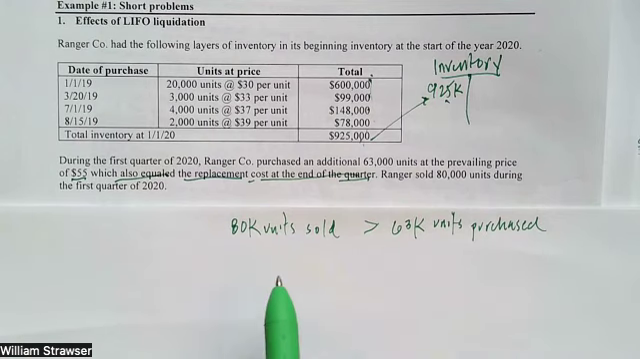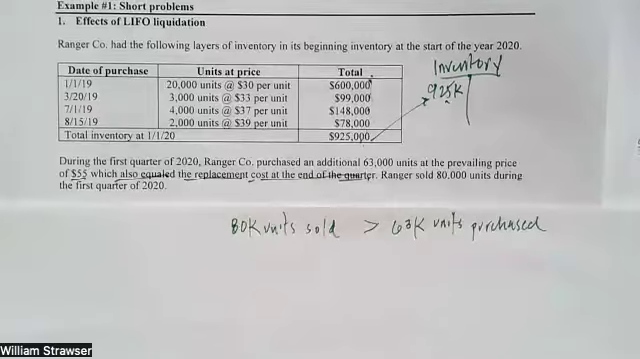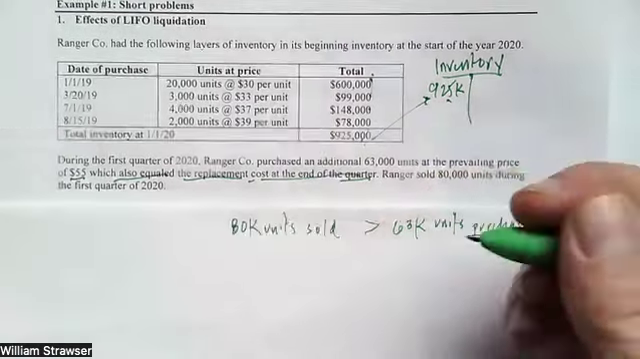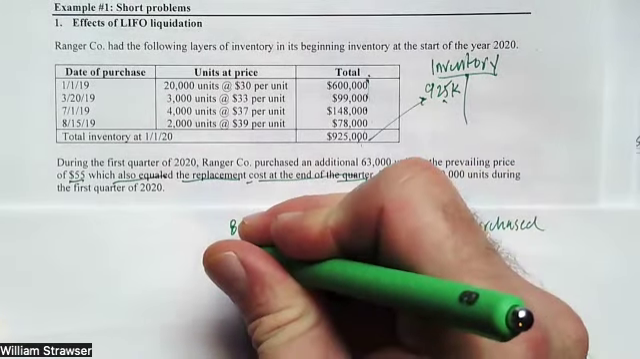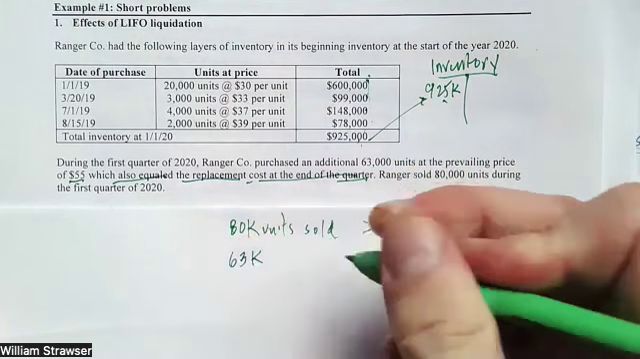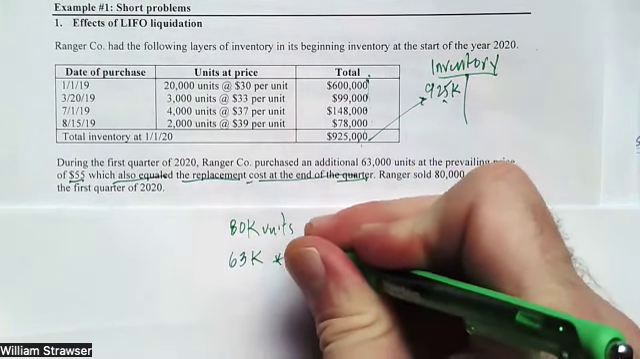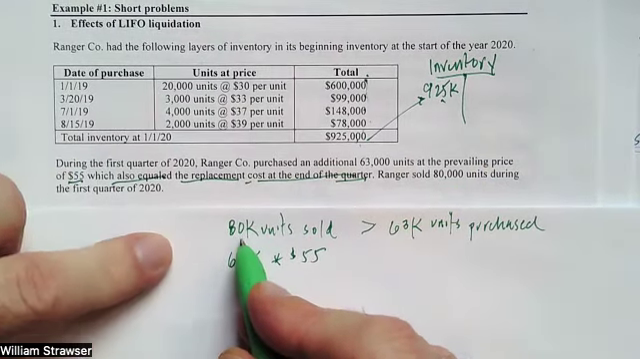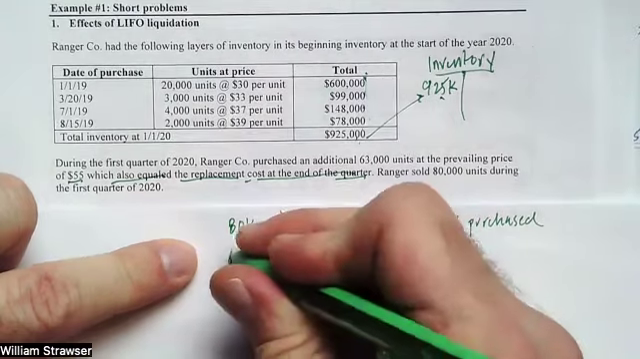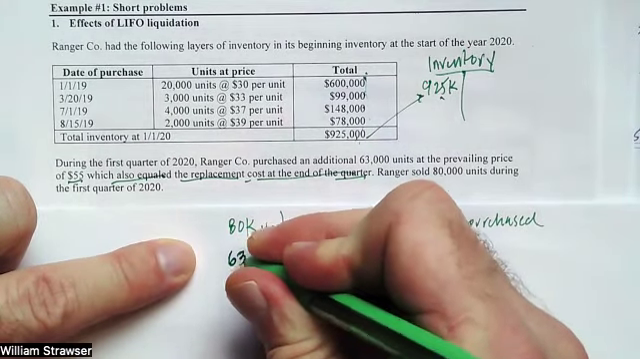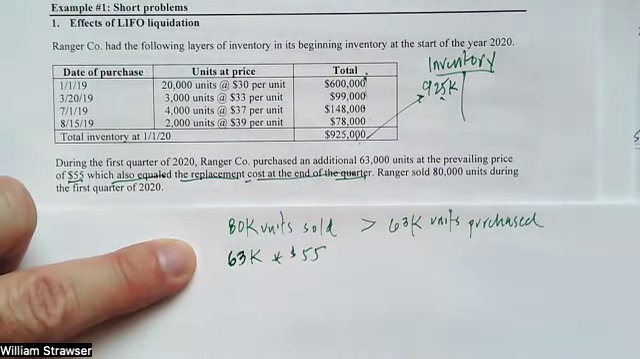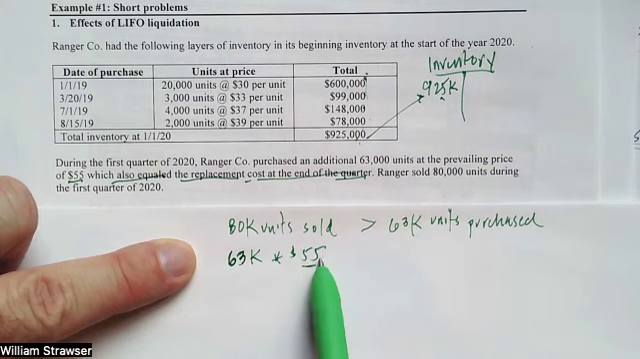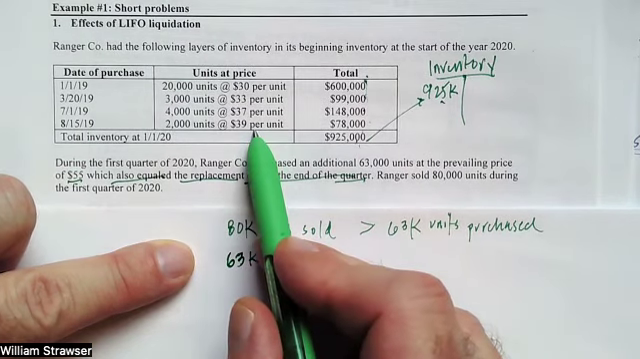This is the setup to understand there's been LIFO liquidation, because now the idea is, well, we didn't just sell through the 63,000 at $55 each. I need to get 17,000 more units. Considering that I'm using LIFO, I need to pull that from the most recent purchases prior to this quarter, right? This quarter, they were all at 55. I have to dip into my beginning inventory.